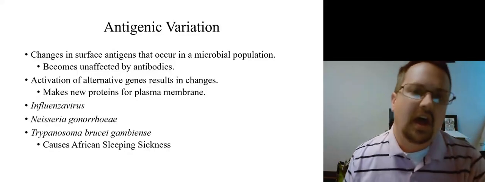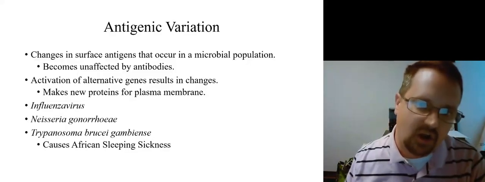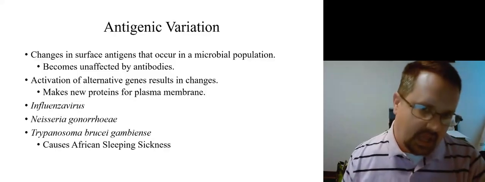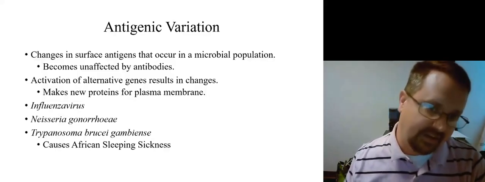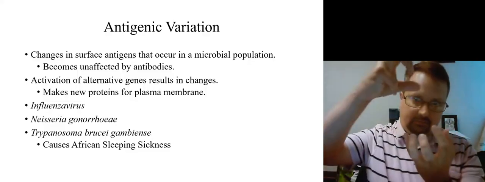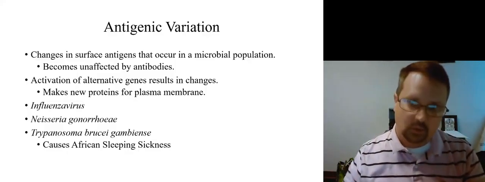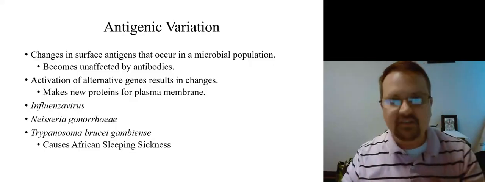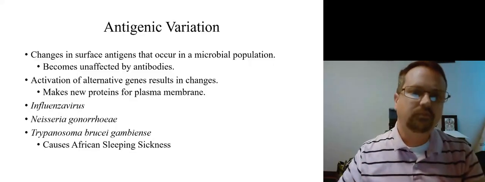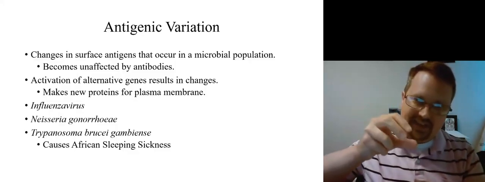Okay. There can be antigenic variation, changes in the surface antigens that occur in a microbial population that allow it to become unaffected by antibodies. These are the antigens that the antibodies are made against. A lot of you have at least covered this in A&P 2 by now, or if you're in A&P 2 while you're taking this, you've learned that you make antibodies against antigens.